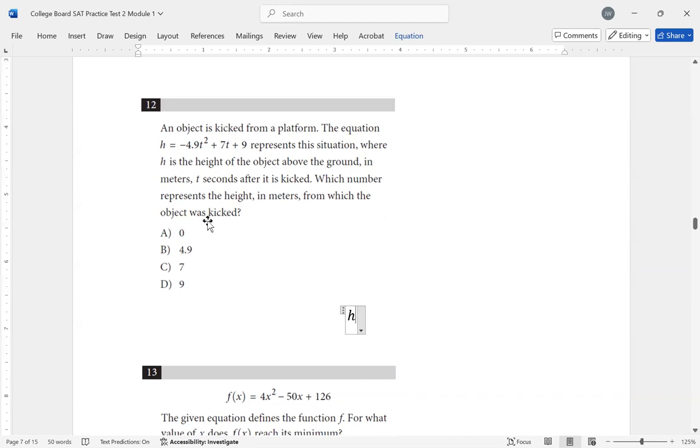Well, when the object is kicked, then we're talking about a time of 0. Right at the initial spot, that's time of 0. So we take negative 4.9 times 0 squared plus 7 times 0 plus 9. And those zeros are kind of nice. They'll all go away, and you'll end up with just 9. So at time 0, the height is 9. That means when this ball is kicked, it's being kicked off a 9-meter platform. So the answer there is D.